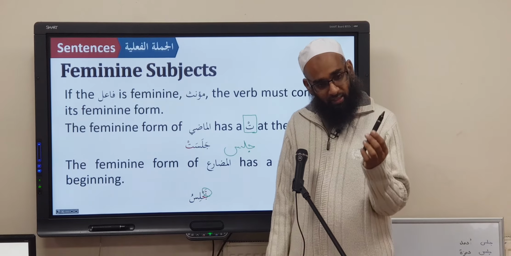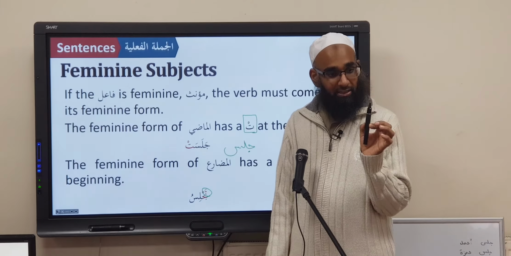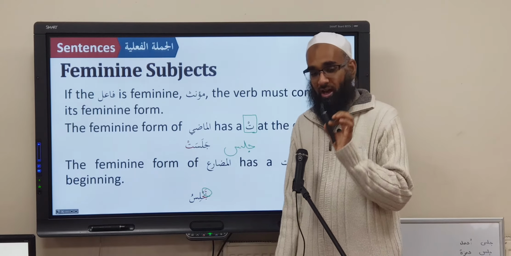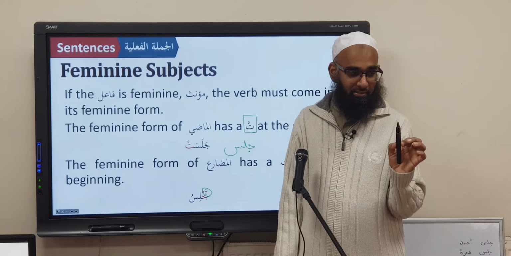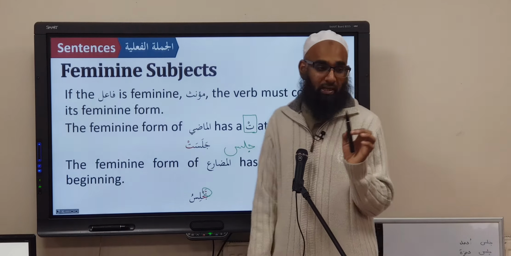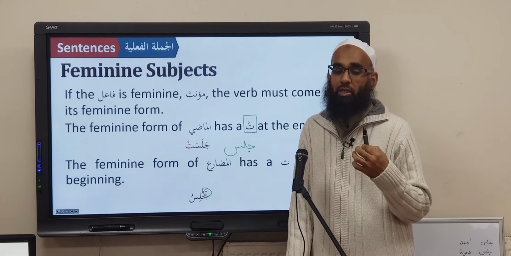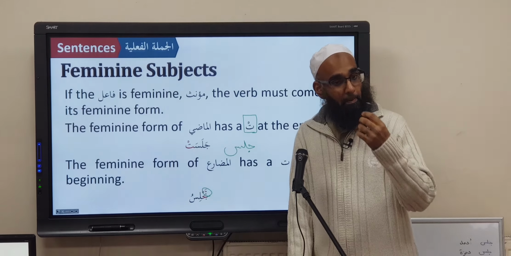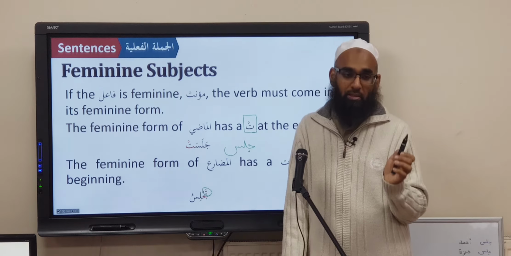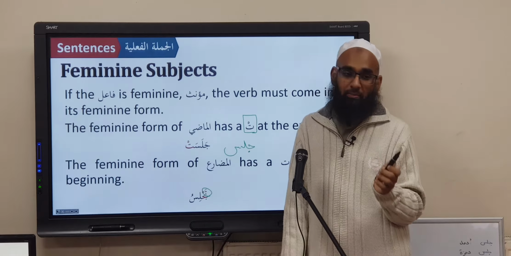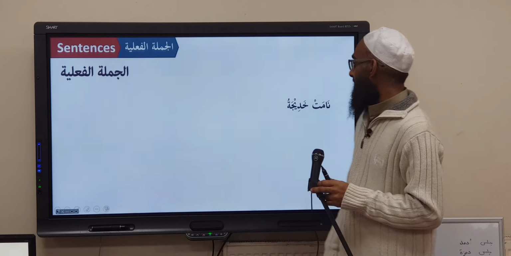So to make a madi feminine, what do you have to add at the ending? Ta as-sakina. Jalasa becomes jalasat. Dhahaba becomes dhahabat. Sarrafa becomes sarrafat. Amana becomes amanat. And to make a mudari feminine, you add ta at the beginning. So yadhhabu becomes tadhhabu. Yasumu becomes tasumu. Yu'minu becomes tu'minu.